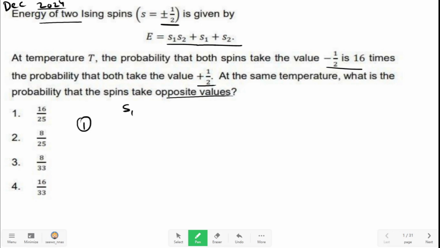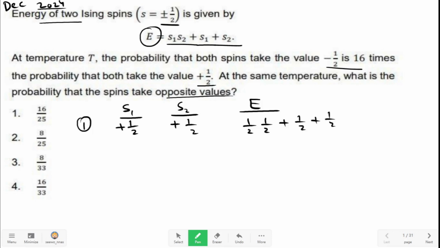The first configuration is both spins having value plus 1 by 2. S1 is plus 1 by 2, S2 is also plus 1 by 2. The energy corresponding to this state is 1 by 2 times 1 by 2 plus 1 by 2 plus 1 by 2. We are using this formula for energy. This is coming out to be equal to 1 by 4 plus 1, which is 5 by 4. So this is E plus plus. When both the spins are plus half, we are getting energy to be equal to 5 by 4.